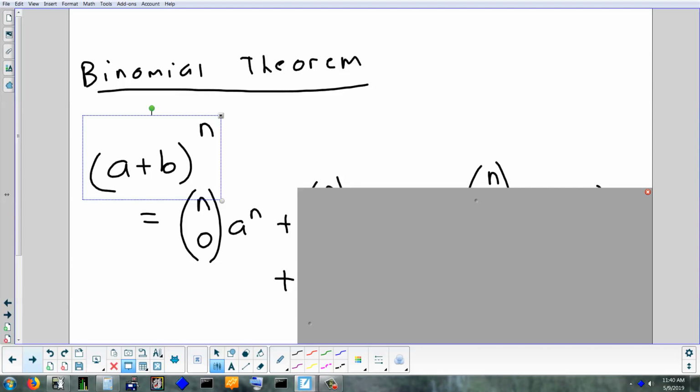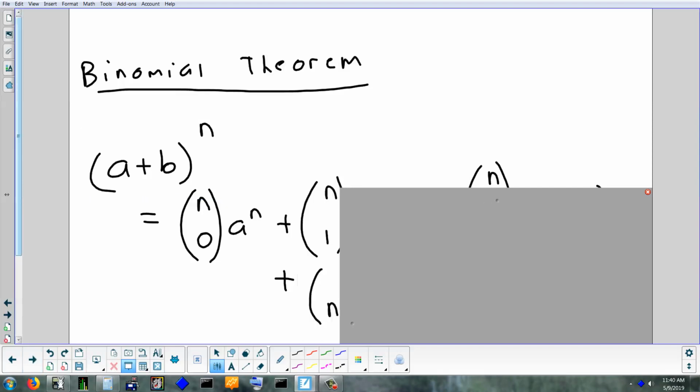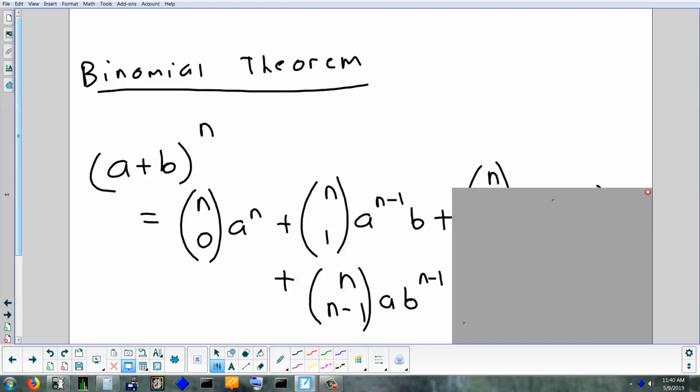Now, the next one: row n, column what? 1. And what's going to happen to the exponent on the a? It goes down. How many? Down 1. So a to the n minus 1. And what's going to happen to the exponent on the b? It's going to start coming up by 1. So b to the 1 in this case.